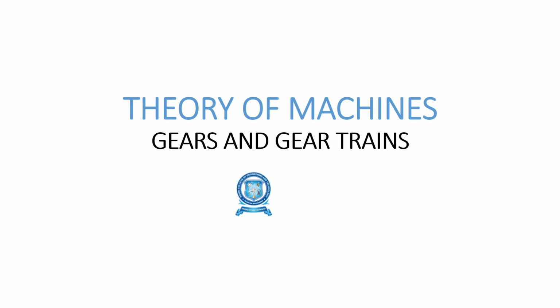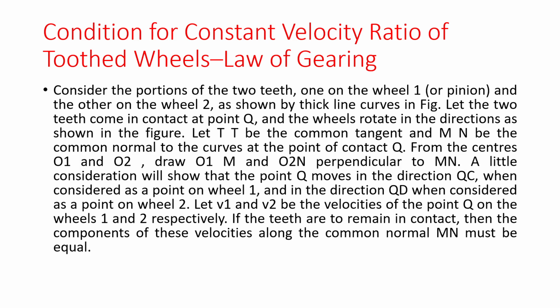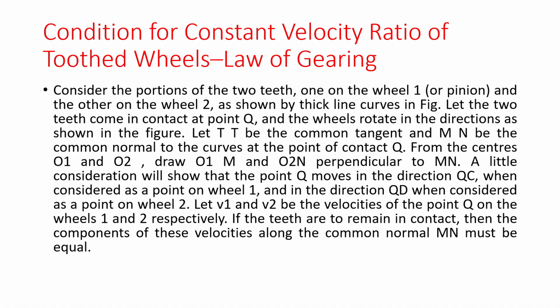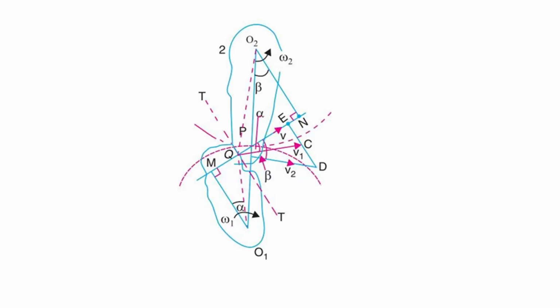Dear students, today we are going to see certain topics in gears and gear trains, unit 4. I'll show you the diagram and explain. The topic is the condition for constant velocity ratio of two wheels, or otherwise, the law of gearing. Please see the diagram, I'll explain.